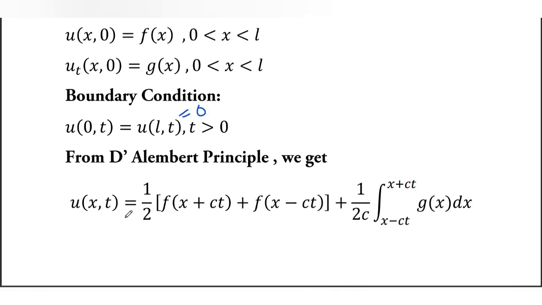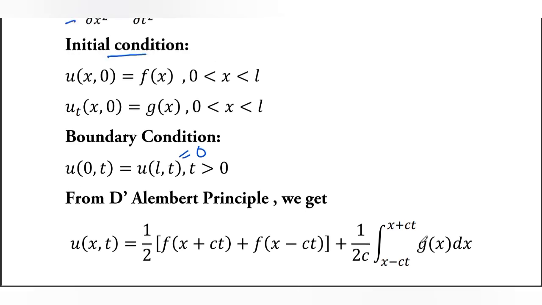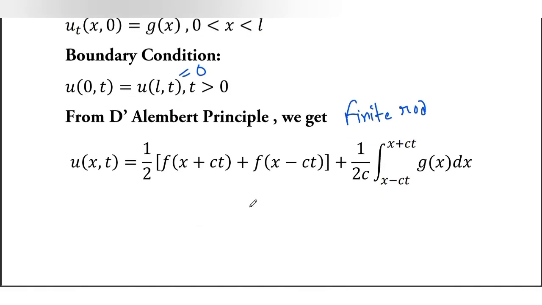So this is the solution from D'Alembert's principle. We get u(x, t) equal to half of [f(x + ct) + f(x - ct)] plus 1 by 2c integration from x - ct to x + ct of g(x) dx. This is the solution for a finite rod, since this is the boundary condition, 0 to L. What is x + ct and what is x - ct?